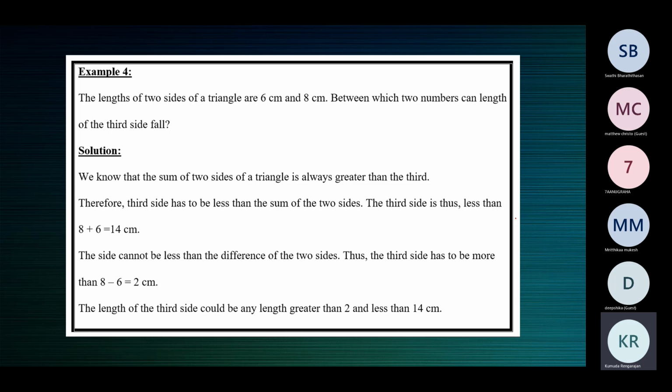Yeah, read this one. We'll discuss. You read it first. Yes, ma'am. I understood this, ma'am. All right.